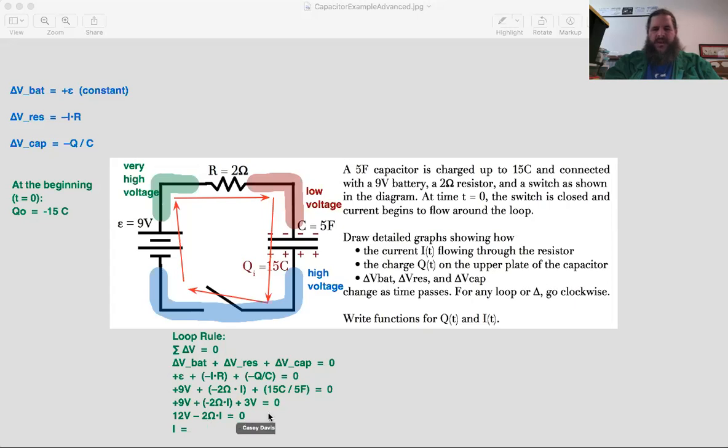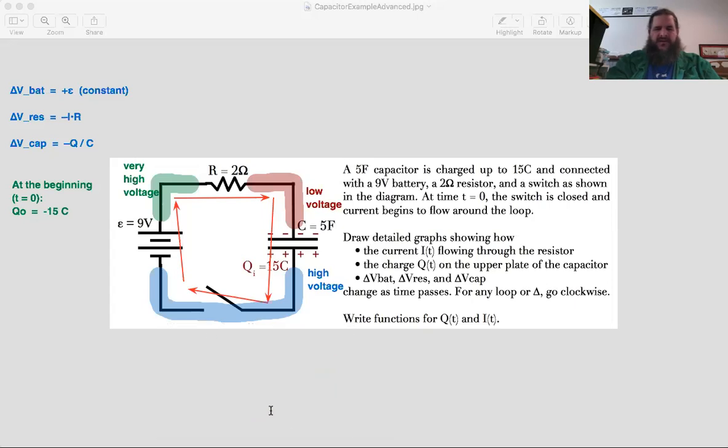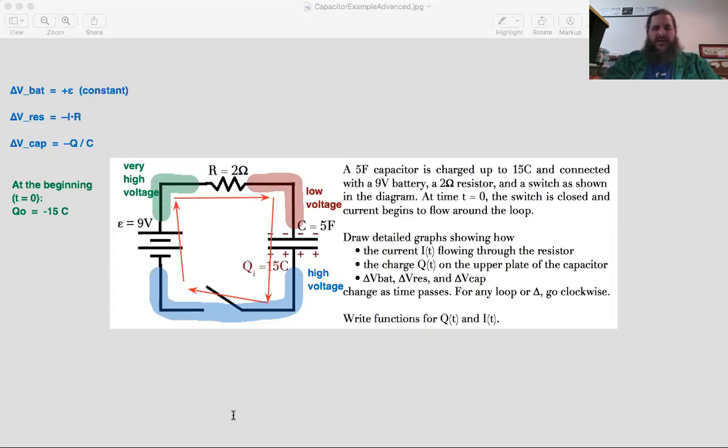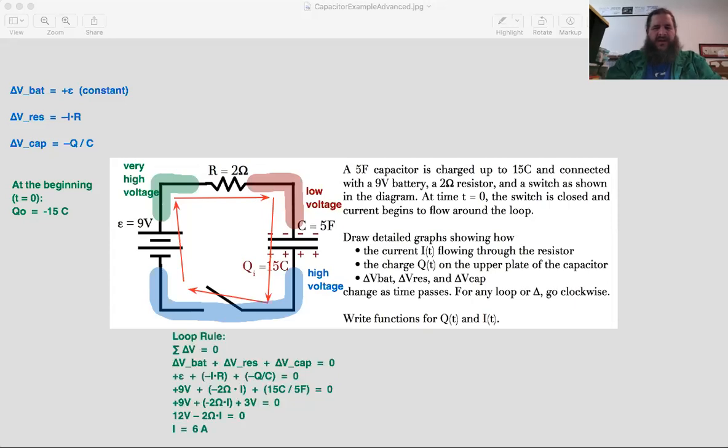Yeah, add 2 times I to both sides, divide both sides by 2 ohms. We get 6. And also the units there are going to be volts over ohms. What should that become? What should we expect current to be measured in? Yeah, volts over ohms is amps or amperes. So the current at time 0, I'll label that I sub 0, is 6 amps.